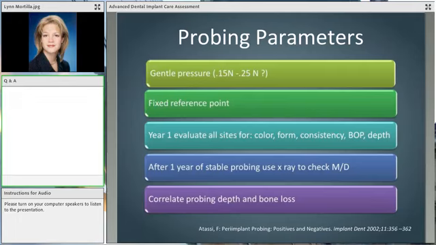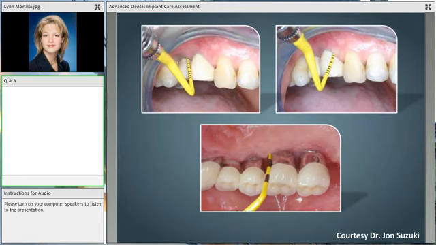You do want to yearly probe these cases, or if you see a problem, you want to go ahead and pick up a probe and probe. And again, if you look here, you can see the parallelism of these probing techniques is excellent. That's what's going to give you the most reliable indicator.